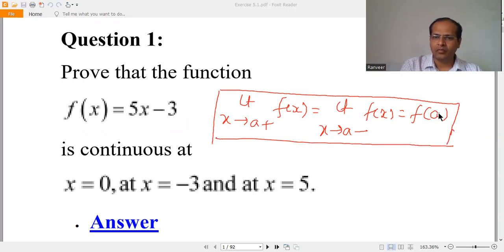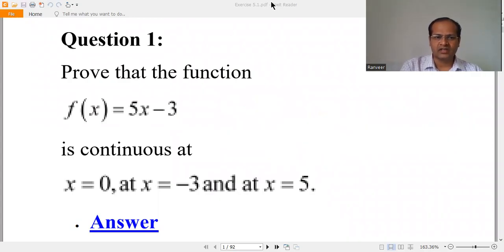That means at the particular point where we want to check the continuity, the left hand limit and the right hand limit should both be the same, then we can say that the given function is continuous at a given point. Now in this question, we have x equal to 0, x equal to minus 3, and x equal to 5. So first of all, you remember one thing, this is a polynomial function, and the curve of this, there are two ways.